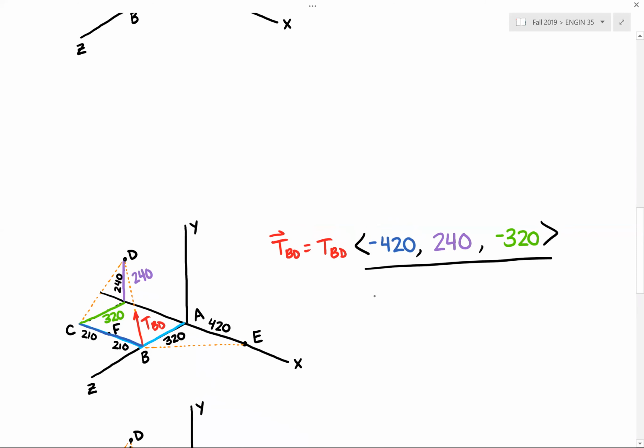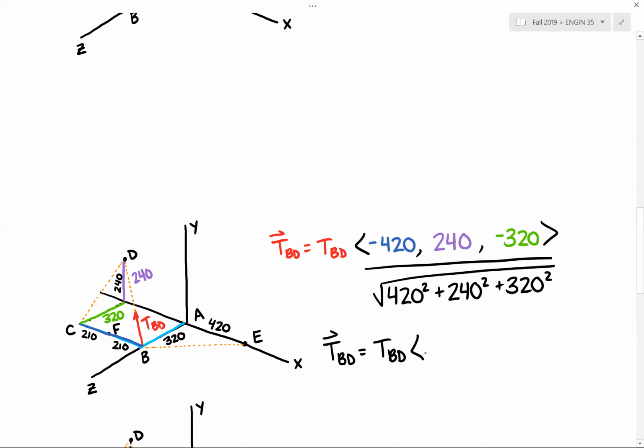I still need to divide by the total distance of that vector, so the square root of 420 squared plus 240 squared plus 320 squared. If I calculate this out, I get the magnitude of TBD times negative 0.72, 0.41, negative 0.55.